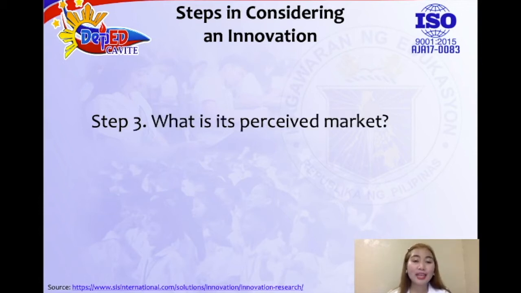Okay, the third step is to identify the perceived market. The perceived market is not like a place where you buy or sell your innovation. It's different. It's about your target beneficiaries. Who are your target beneficiaries? How many are they? And are they willing to give time and effort to use your innovation for their problem? So these are the steps in considering an innovation.